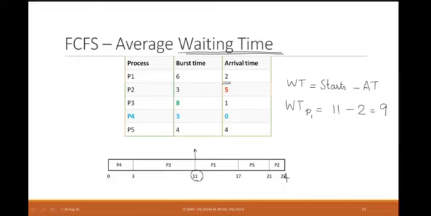Can you do it for all the 5 processes and tell me what is the average waiting time? I'll call out one by one and ask you. Waiting time for P4 and waiting time of P5.